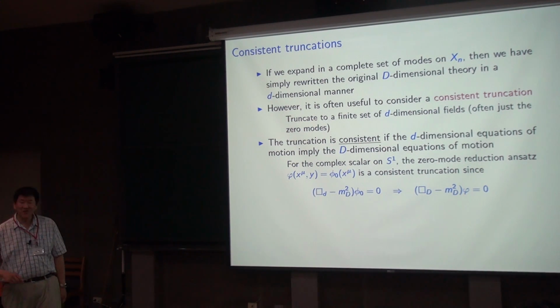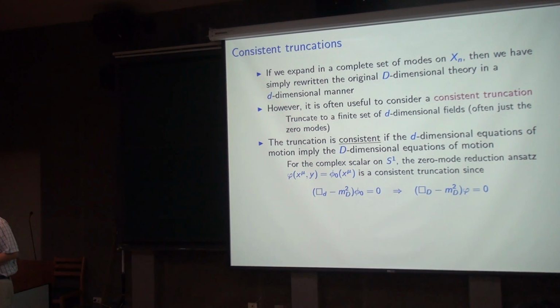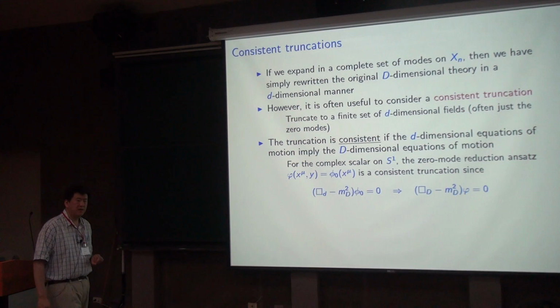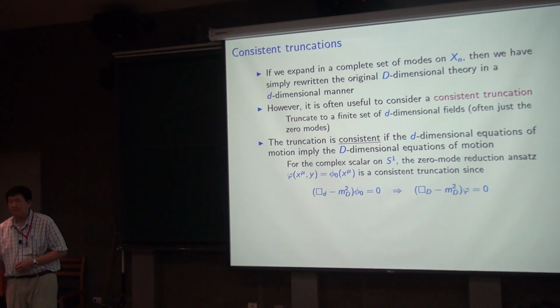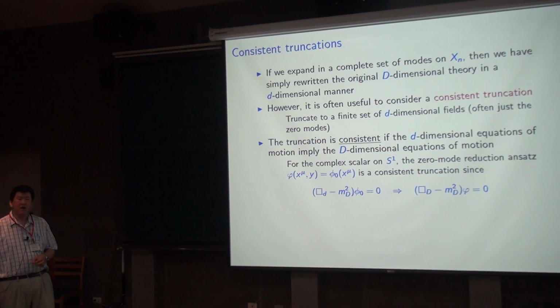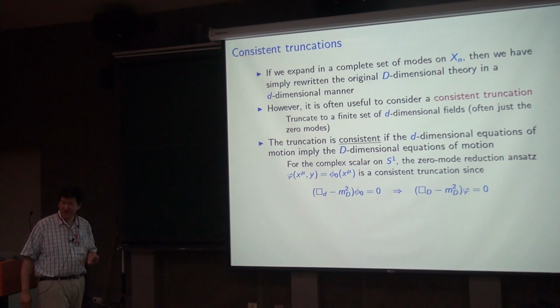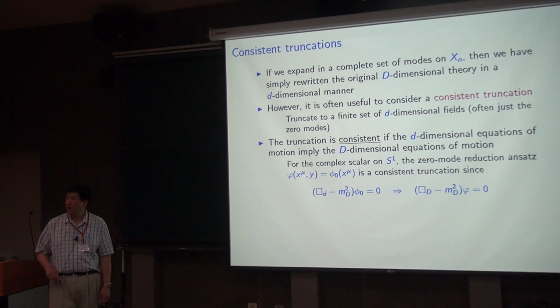So maybe I didn't say that in such a good way. Let me say that again. The idea of a consistent truncation is if I solve my lower dimensional equations of motion, I'm guaranteed to have a solution to the original higher dimensional theory. I don't need any additional constraints. I don't need to worry about some energy considerations of, well, I don't excite higher energy states. It's just that by solving the lower dimensional equations of motion, you automatically solve the higher dimensions. So that's the idea of a consistent truncation.